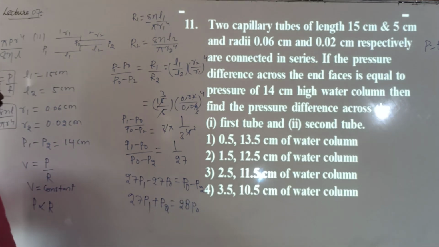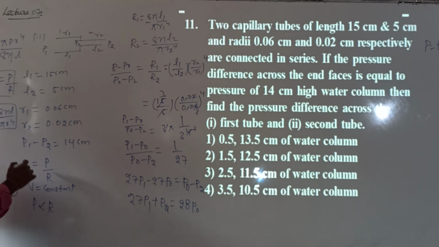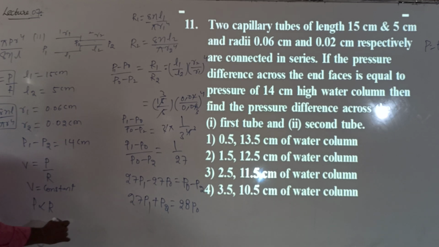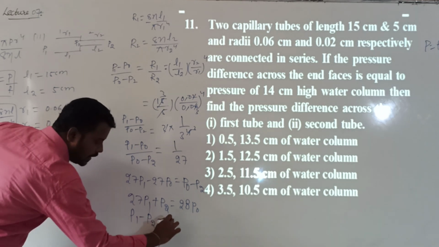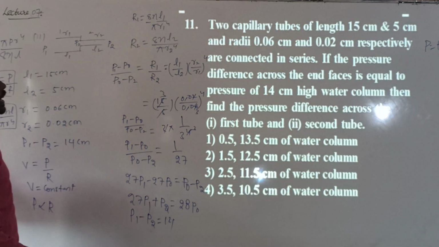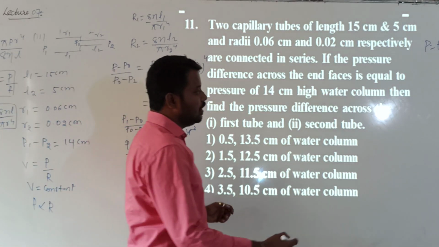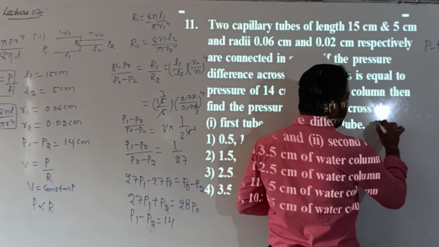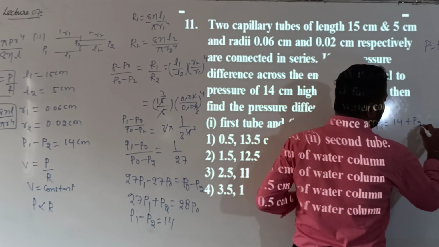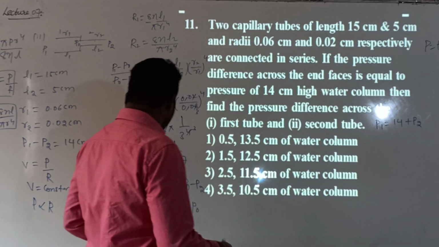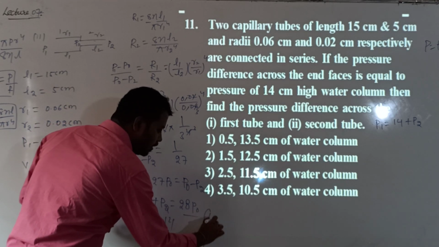Can I write that? But we know this. What is the pressure difference they have given now? P1 minus P2 is equal to 14 centimeters of melting quality. So what is the value I will get? P1 is equal to 14 plus P2. Substitute the value of P1 in this equation. Can I call it equation 1?